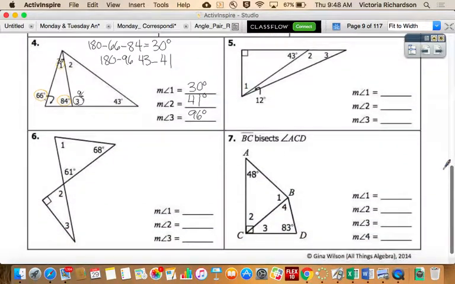On number 5, I know that when I have a box in the corner, that means this is 90 degrees. And so if I know 90 and 43, I can find the missing angle 1 by subtracting from 180. So 180 minus 90 minus 43 equals 47.